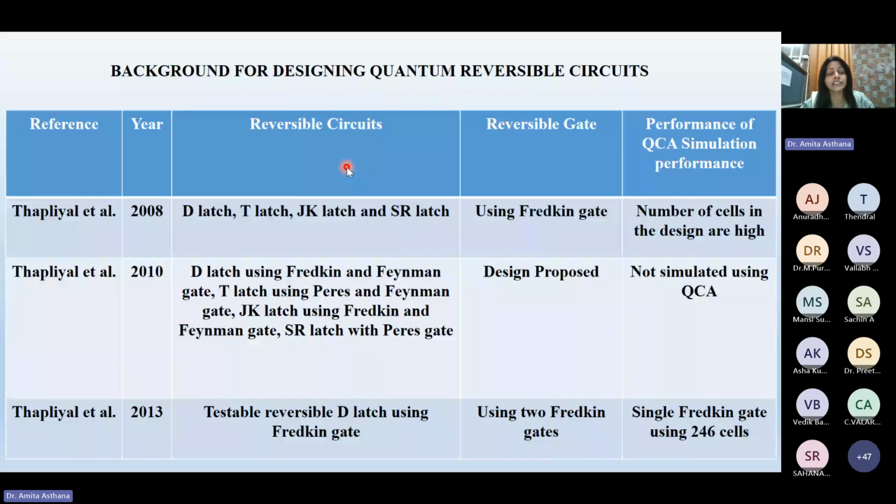So we have been designing these starting from many years ago. Now we are in the era where we have designed so many reversible circuits using the reversible logic concept in the quantum computing field. All the latches have been designed and compared, the QCA simulation performance has also been presented, and the number of cells is given here in the table.